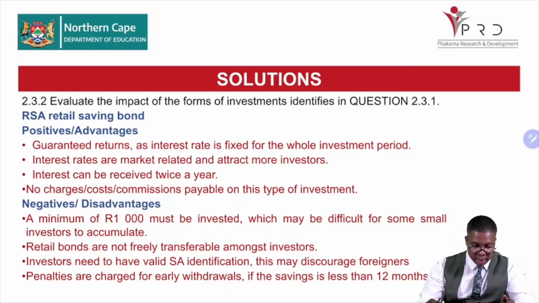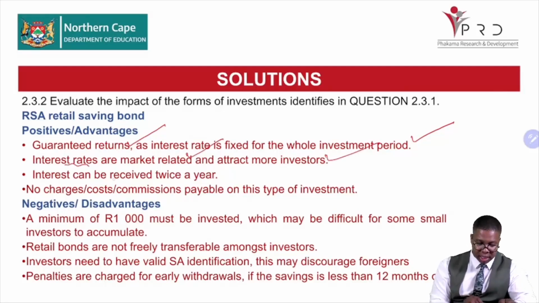Then let us look into the impact now. For the RSA retail savings bond, what are the positives? The positives of investing in this form of investment is that you have guaranteed returns, as interest is fixed for the whole investment period. Another one is that interest rates are market related and attract more investors. And then interest can be received twice a year. This one we will not mark and we will consider it to be R, because it was from the scenario. And there will be no charges, costs, or commissions payable on this type of investment.